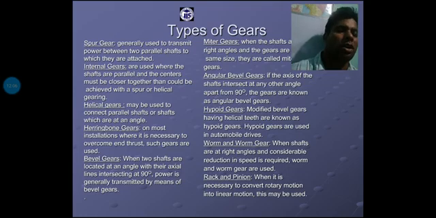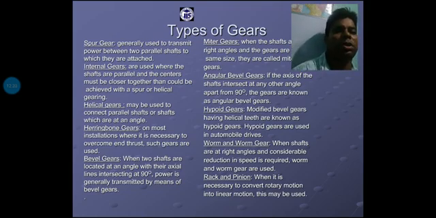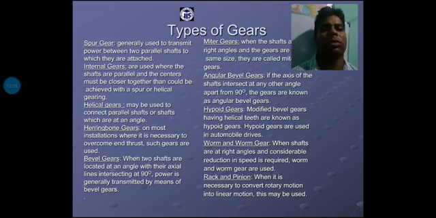And the last one is rack and pinion. When it is necessary to convert rotary motion into linear motion, this may be used. It is actually used for the purpose of converting motion from rotary to linear or linear to rotary.